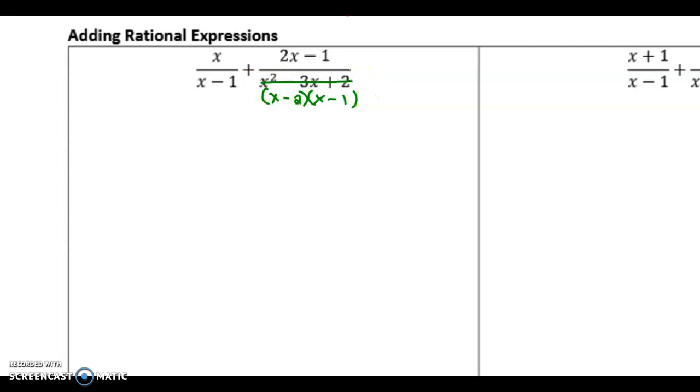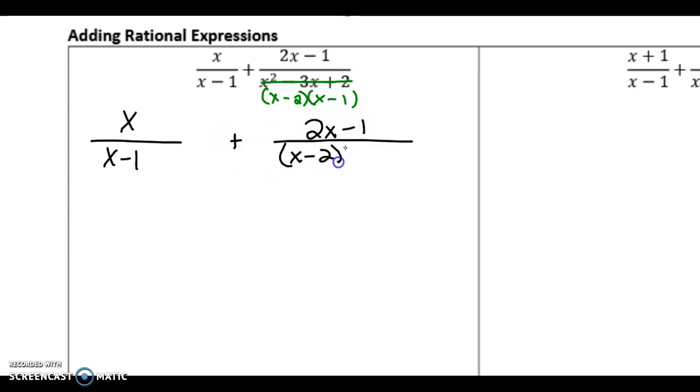All right, so now I can think, what does this first one not have that the second one has? The second factor's denominators are x minus 2 and x minus 1. We already have the x minus 1. We're just missing the x minus 2. So if I'm going to multiply the denominator by x minus 2, I also have to do it to the numerator to keep this expression equivalent.